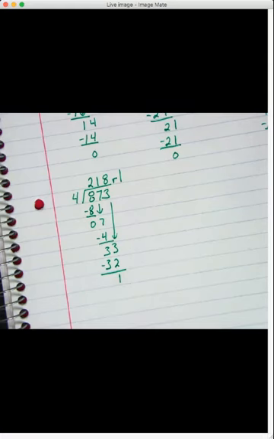Brother bring down the other 3. And we've got 33 divided by 4. 8 times 4 is 32. Mama multiply. Sister subtract. 33 minus 32 is 1. And guess what? On this problem, we've got a remainder, don't we? All right, so 218, remainder 1.